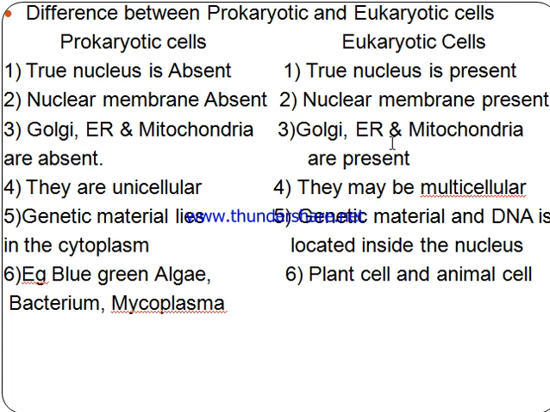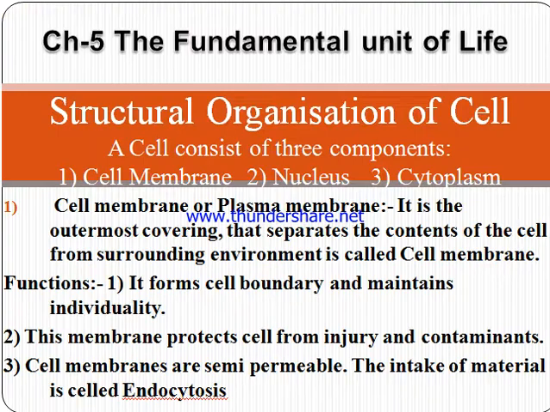We will describe the structures of plant cell and animal cell at the last, after determining the components of plant cell and animal cell, like what is cytoplasm, what is nucleus, what is endoplasmic reticulum, mitochondria, all about this. So in today's topic, we are coming to the structural organization of the cell.